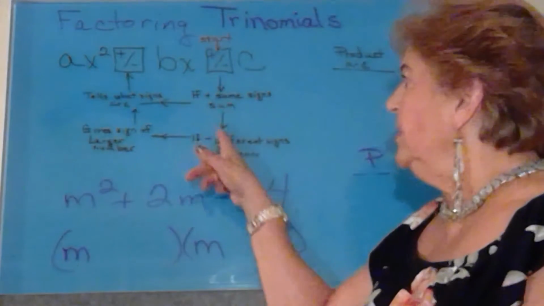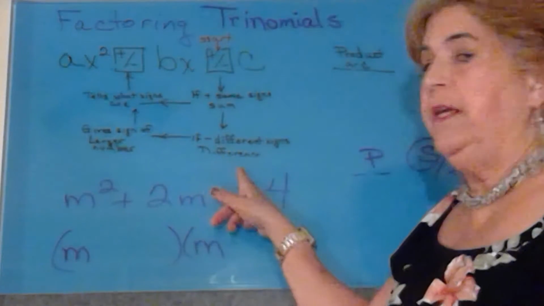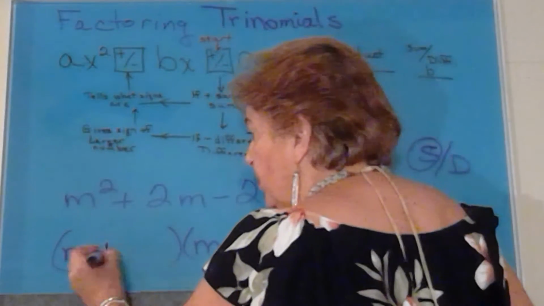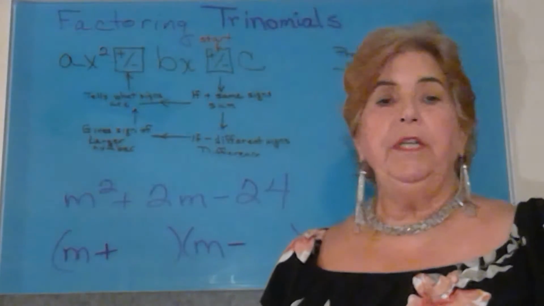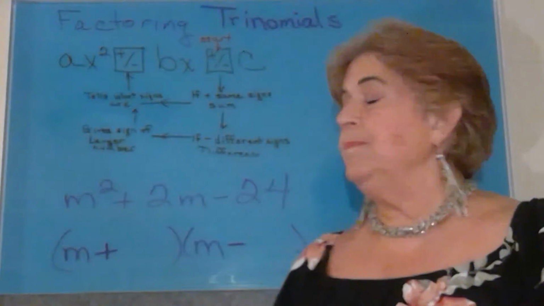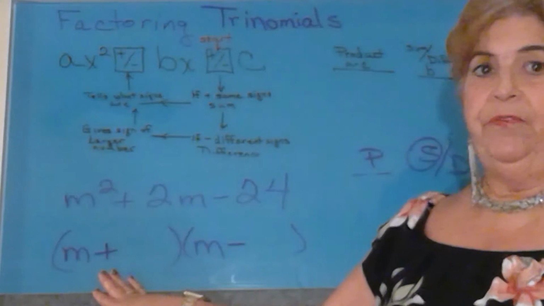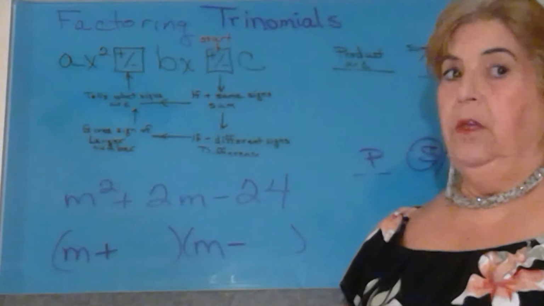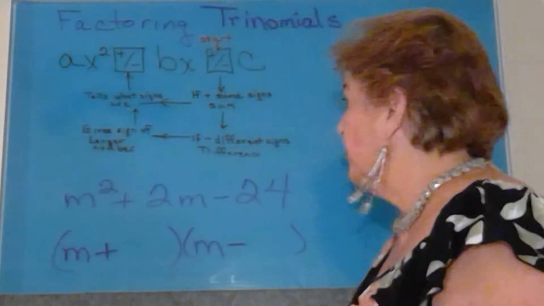The first sign this time is minus. If it's minus, it tells me the signs are different. That means I'm going to put a plus there and a minus there. Now, because I'm usually teaching many students at the same time, I usually put the plus first when I have different signs. That way, I'm consistent. You need to be consistent so you don't forget when you're doing these.